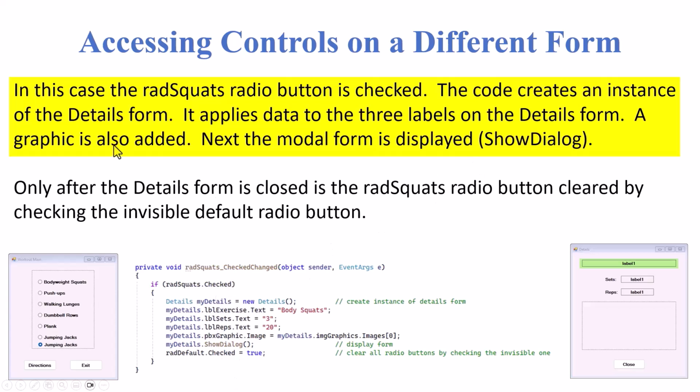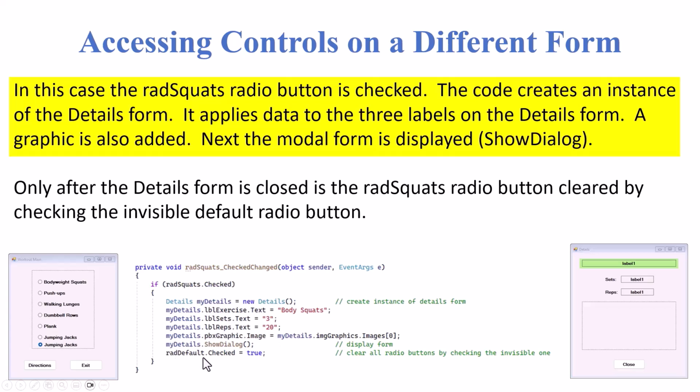The code creates an instance of details form. You can see right here, details my details equal new details. So it's creating a copy of the details form we created here, an instance of it. It applies data to the 3 labels on the details form. So you're going to see these 3 labels get populated. And a graphic is also added. And next, the modal form is displayed with the show dialog. And we have these labels here, the picture box coming, and the show dialog.